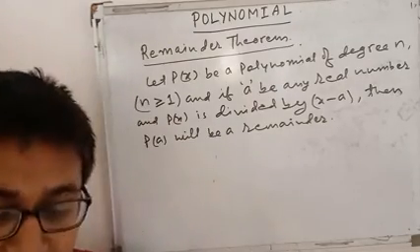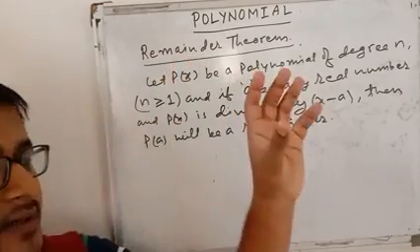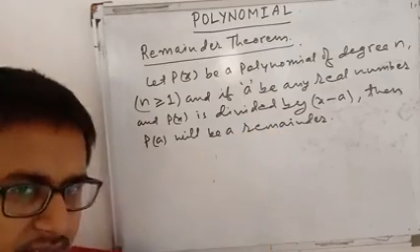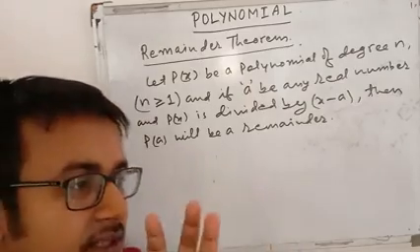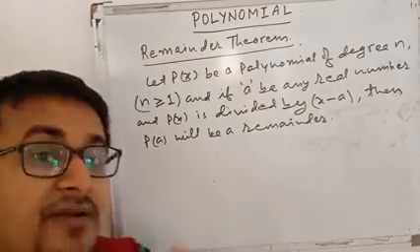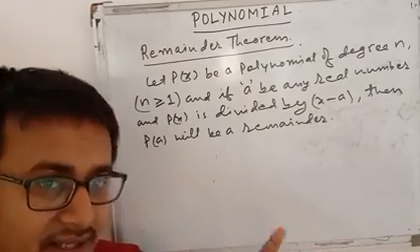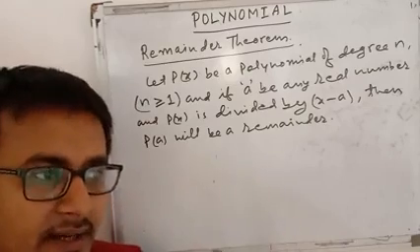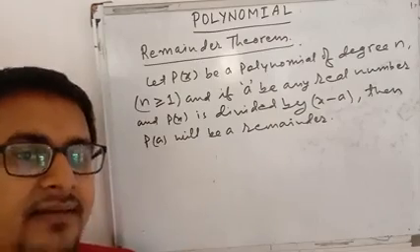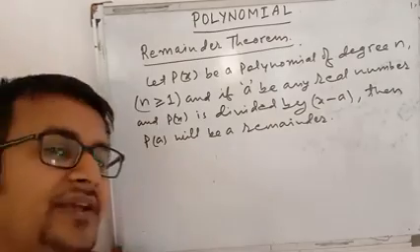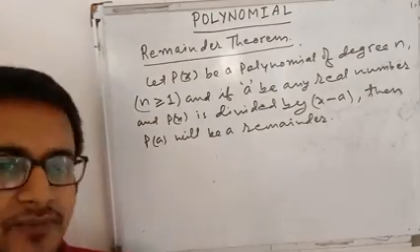Another important thing: there is another theorem called the factor theorem. The remainder theorem becomes the factor theorem if the remainder equals 0. If your remainder is 0, then the dividend is completely divisible by the divisor. In that case, the theorem is called the factor theorem. For the factor theorem, the remainder must be 0. You have to keep this in mind.